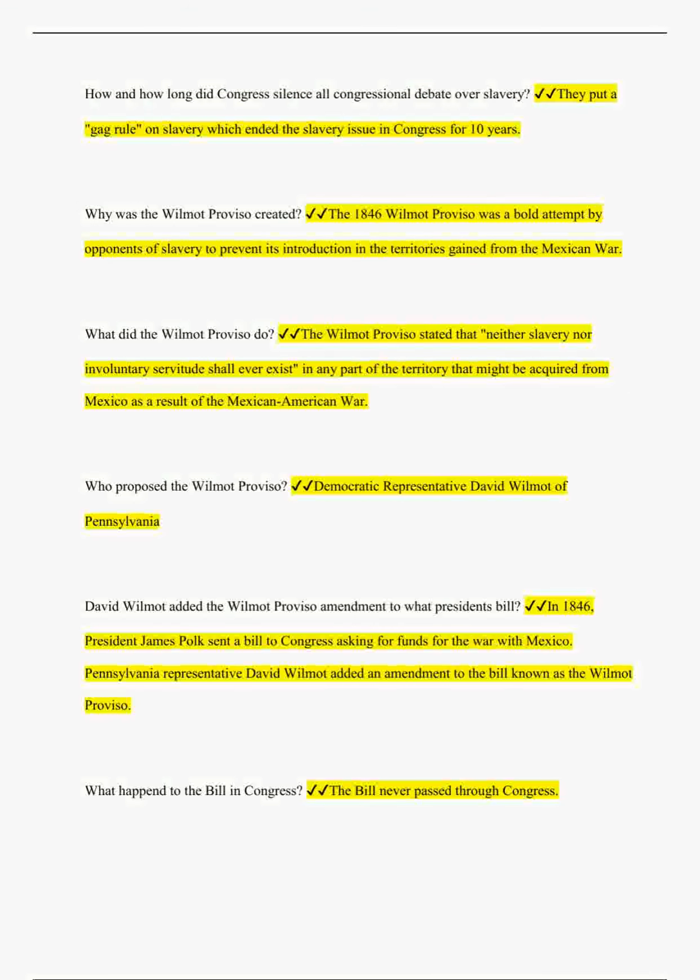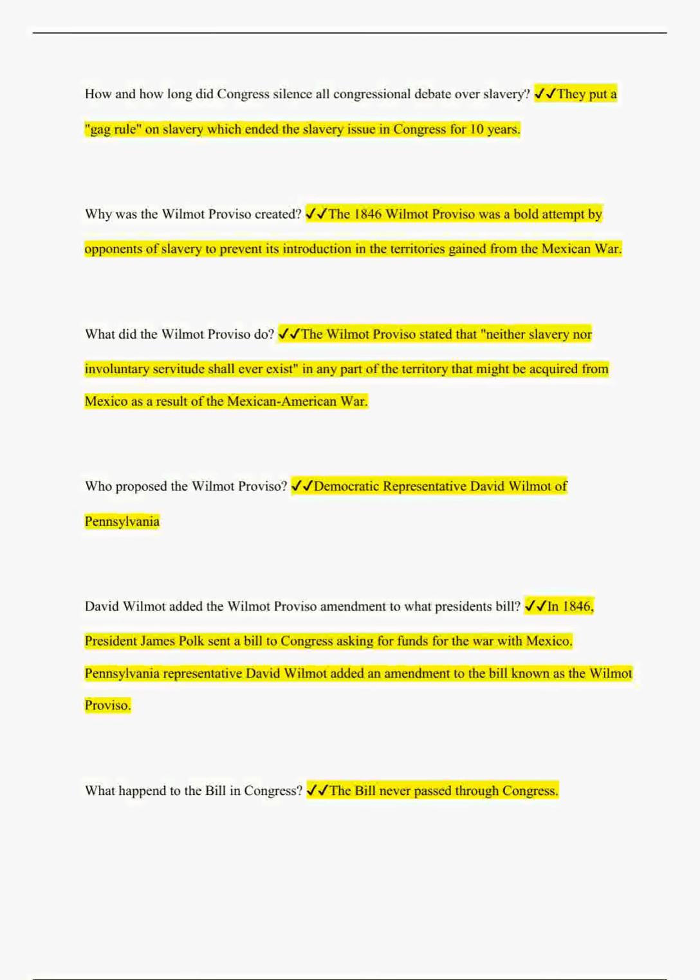How and how long did Congress silence all congressional debate over slavery? The gag rule on slavery, which ended the slavery issue in Congress for 10 years. Why was the Wilmot Proviso created? The 1846 Wilmot Proviso was a bold attempt by opponents of slavery to prevent its introduction in the territories gained from the Mexican War.